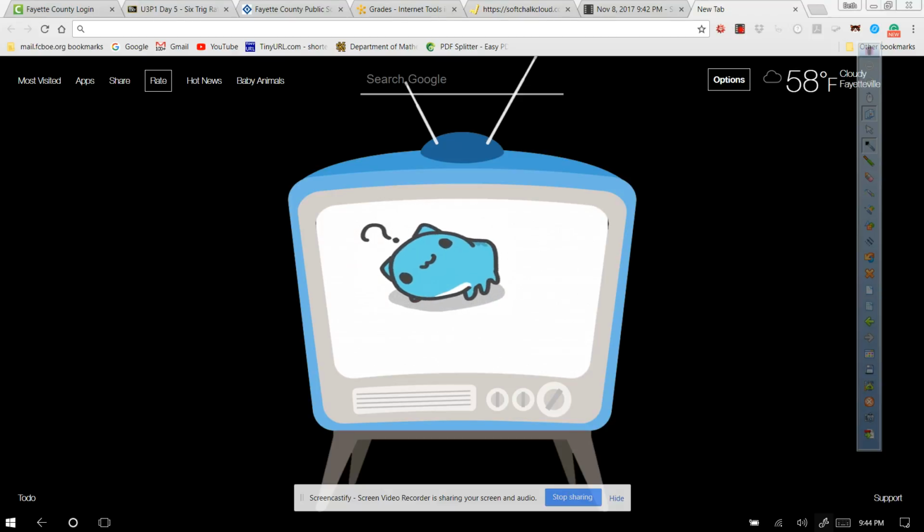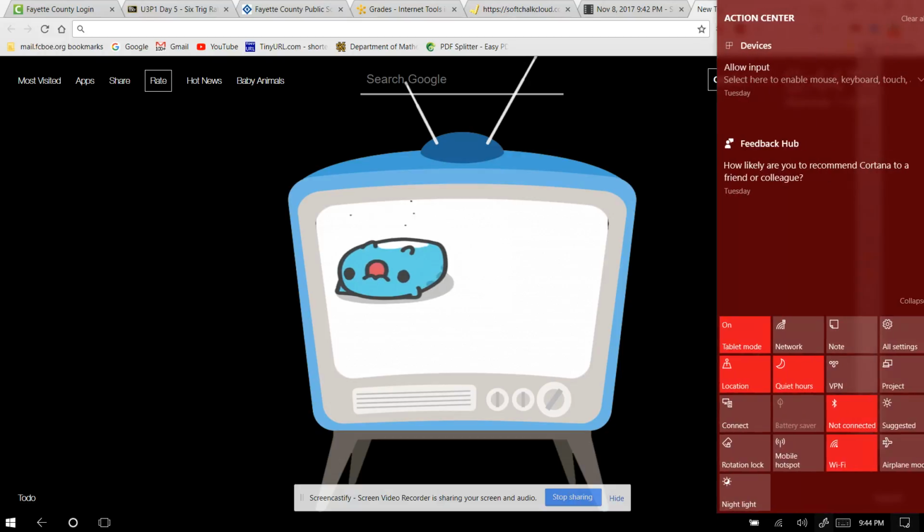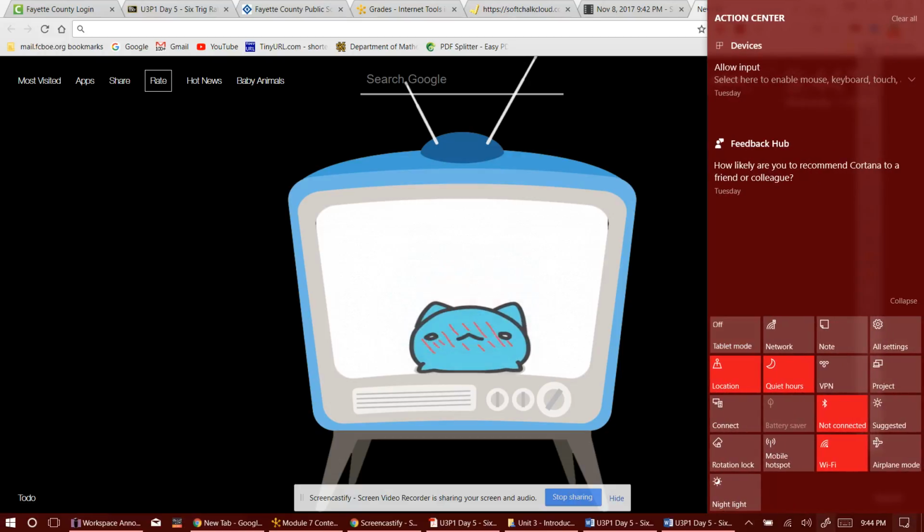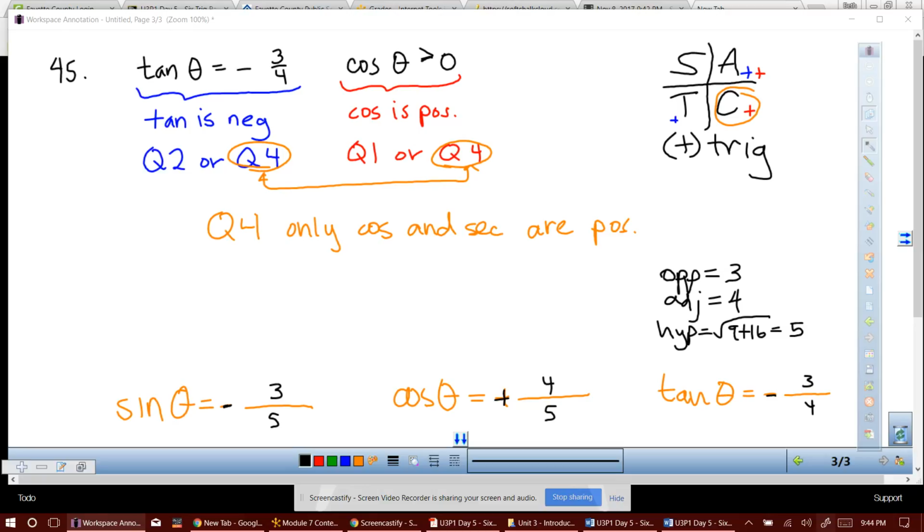So again, to start us off here, let me get back to where we left off. We realized that I had to deal with the fact that tangent was negative and what quadrants that occurred in. Cosine was positive, what quadrants that occurred in. And I was looking for the quadrant to overlap. Okay, so probably those are the most difficult questions because you have to decide first the quadrant you're located in.